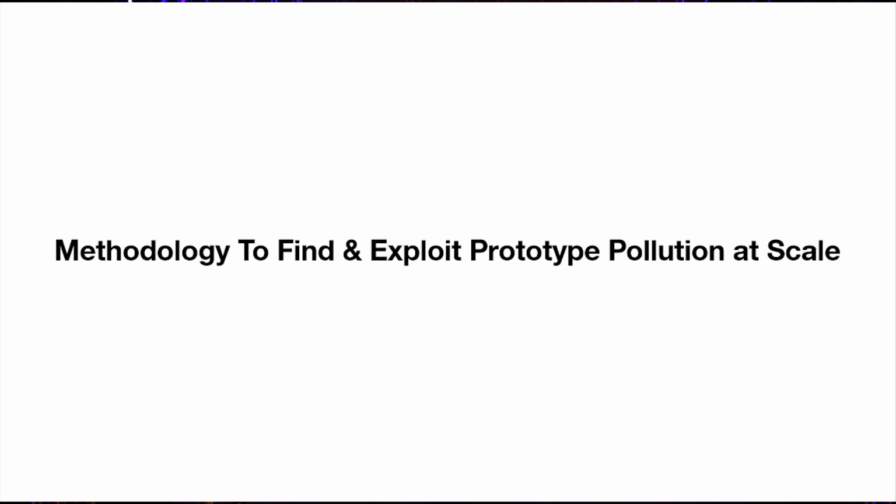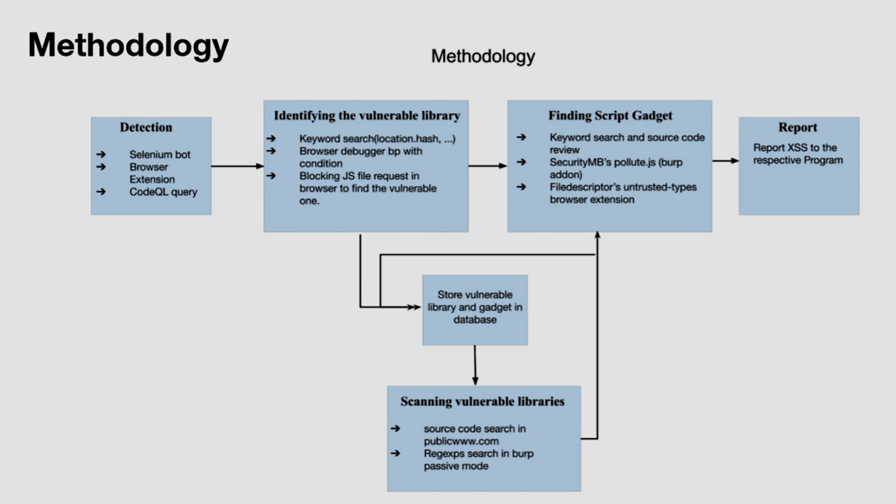So from now on, we will show you the methodology to find this vulnerability at scale. Mohan will take it from there. Yeah. Now I'm going to discuss the methodology we used in this whole research. You can see the flow chart here. You can find all the stuff we did during the whole research. Basically, there are two important parts in the whole research. The first one is detection, which is finding the prototype pollution. And the second one is finding script gadgets. We'll discuss more about these two methods in the coming slides.